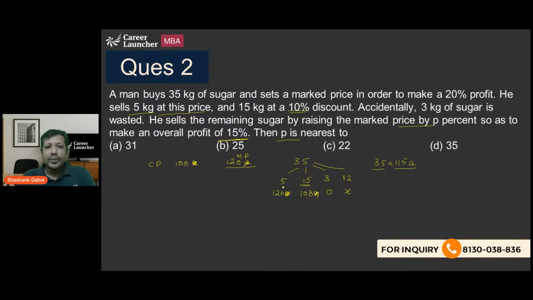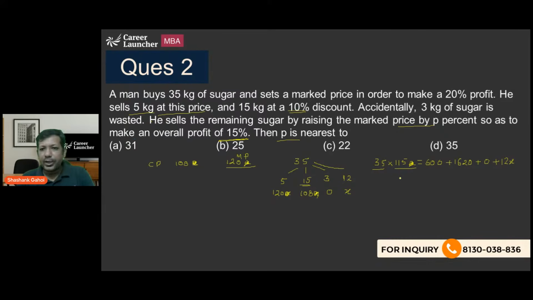Okay. So basically 5 kg at 120. So we are talking about 600. Okay. 15 kg at 108. So basically it is going to be 1620. Okay. 3 kg at 0. So it is going to be 0. And 12 kg at X, that is going to be 12X. So this is his total sale value. Okay. So can I cancel out by some number? It doesn't look like this. So I think I need to multiply everything.